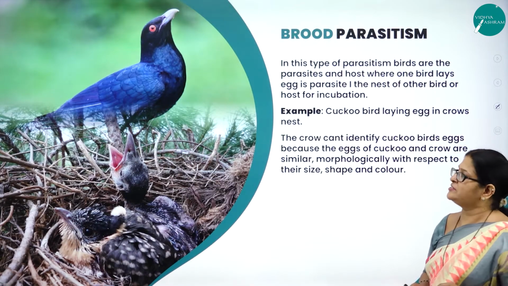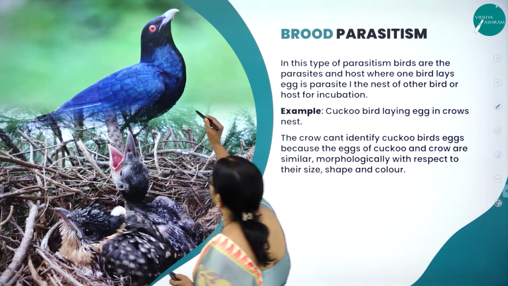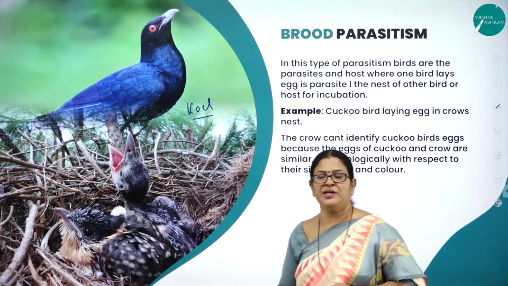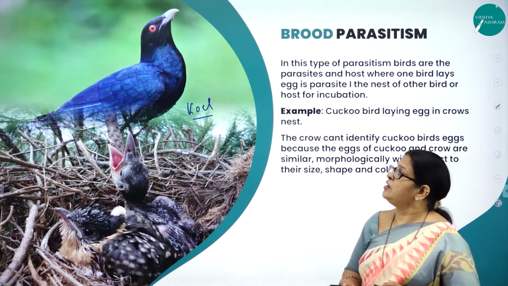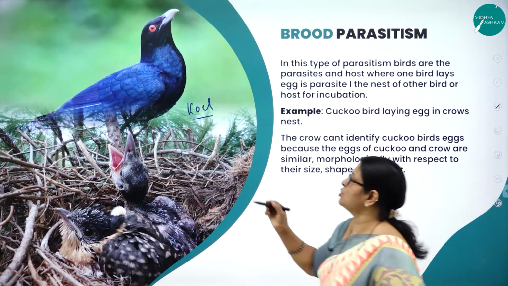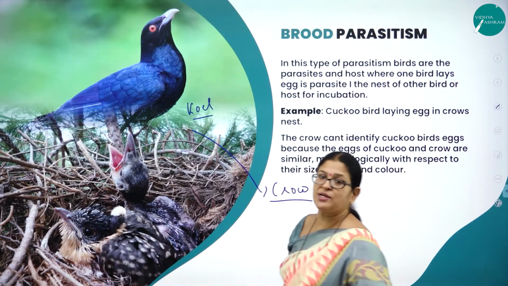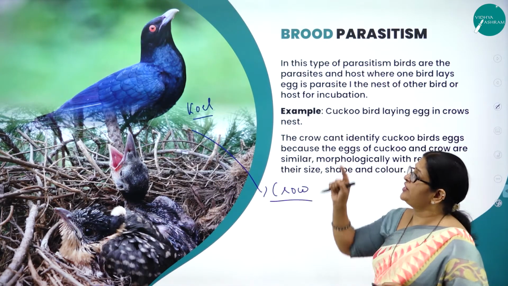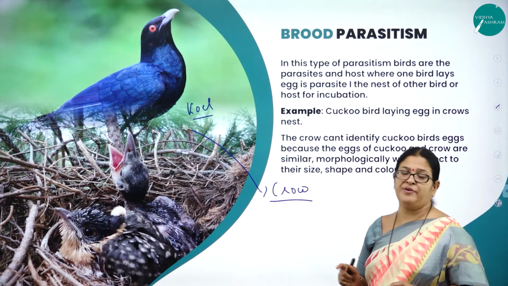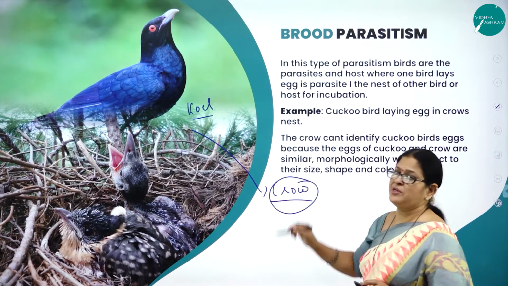Then brood parasitism. It's a very, very good example, and I think all of you might have come across this. Coil bird. I think all of you know coil bird is known for its sweet voice. But when you look at the bird, it more or less looks like a crow. You can identify it with the eyeball, right? So coil, a very known bird for its sweet voice, almost resembles a crow.